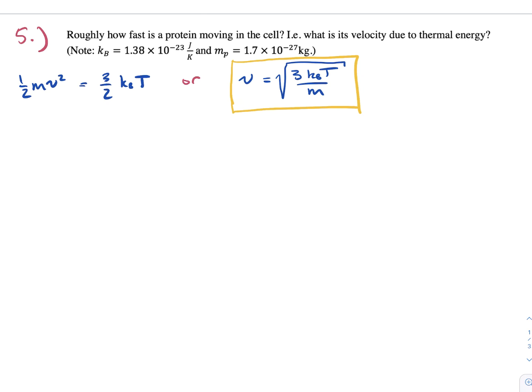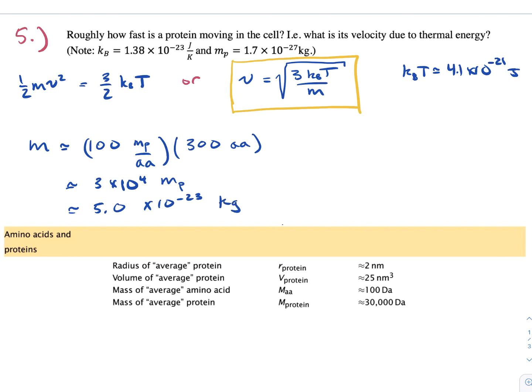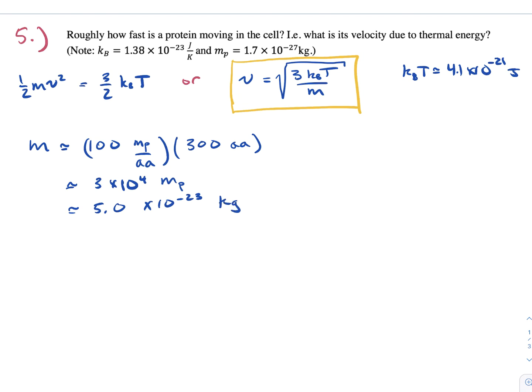So we need to put in, first of all, kT, which we found already. There's kT. And we also need to put in a number for the mass. And now for the mass, we can use our numbers sheet. And we see from our numbers sheet that there's about 100 proton masses per amino acid. And a typical protein has about 300 amino acids, or there's 30,000 Daltons in average mass of a protein, as you can see in the sheet. Or about 5 times 10 to the minus 23rd kilograms for the mass.